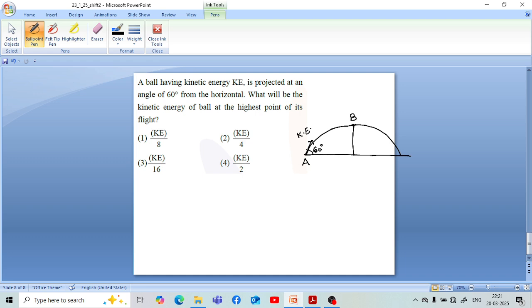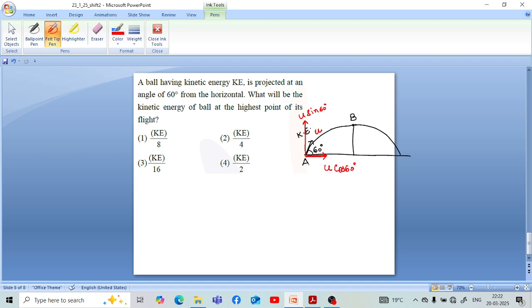Now we know that if any projectile is thrown with an initial velocity u, it has two components. The first is the horizontal component of its velocity, which is u cos theta, where theta is the projectile angle. In this case it is 60 degrees. So the horizontal component of velocity is u cos 60 degrees, and the vertical component is u sin 60 degrees.